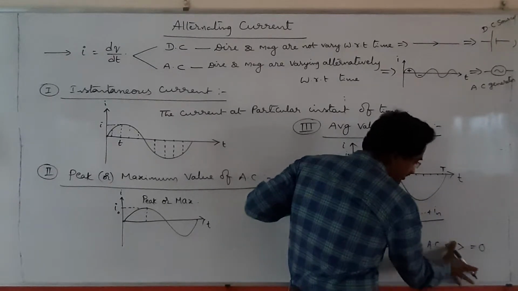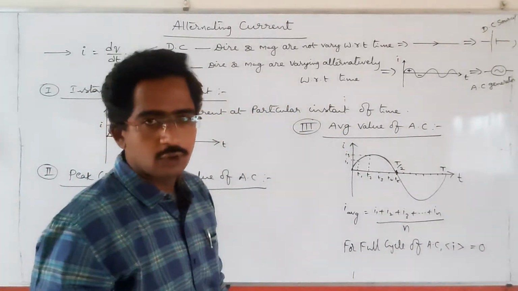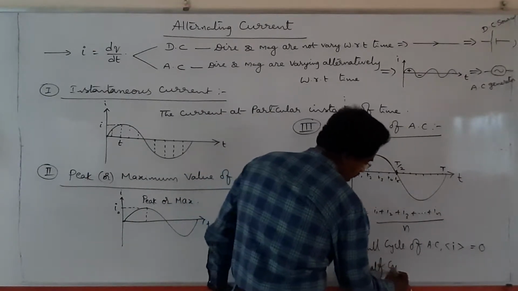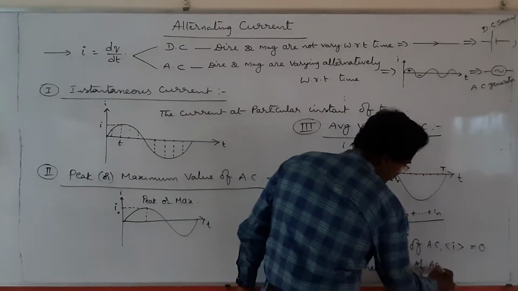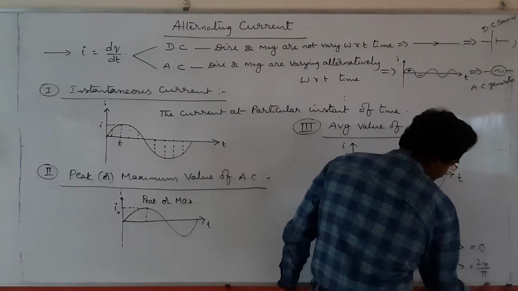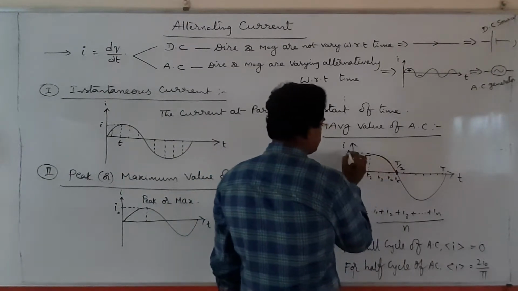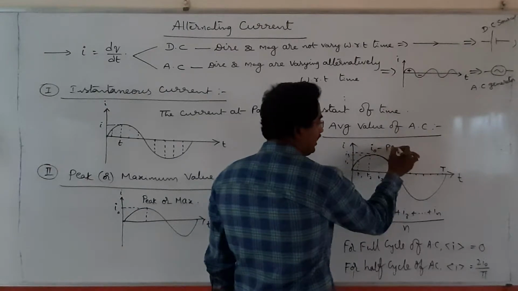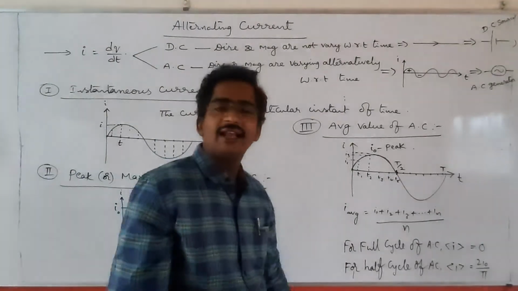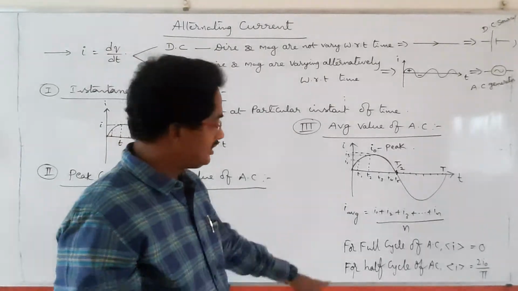I average is normally represented with I between less than and greater than symbols. But for half a cycle, the average value is 2 I naught by pi, where I naught is the maximum current, the peak current. These values I am going to derive further in the next part.